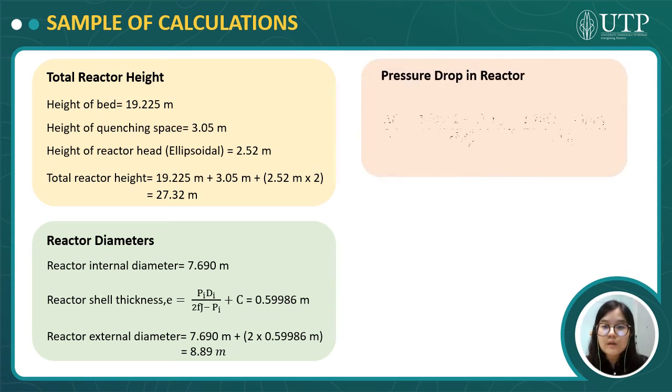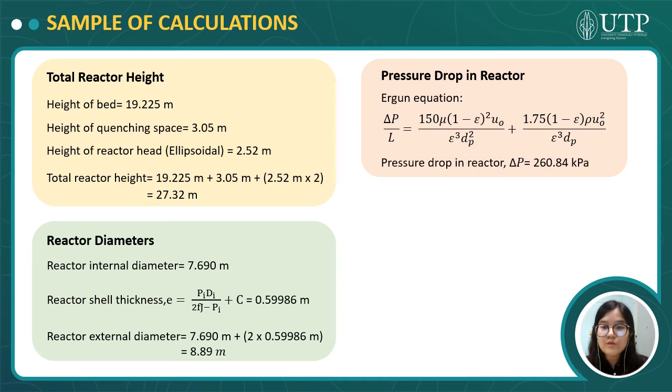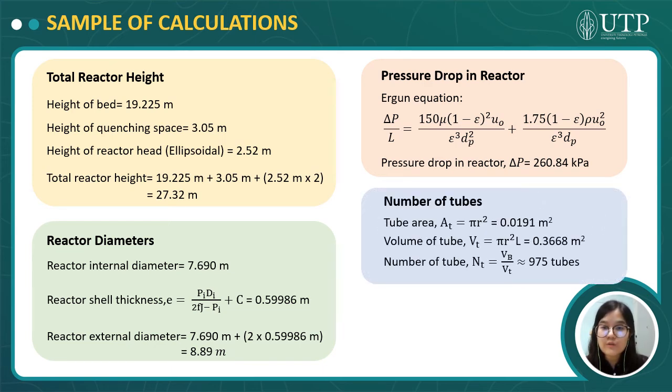Furthermore, the pressure drop of the reactor can be determined by using the Ergun equation. From that, the pressure drop of the hydro finishing reactor is around 260.84 kilopascal.